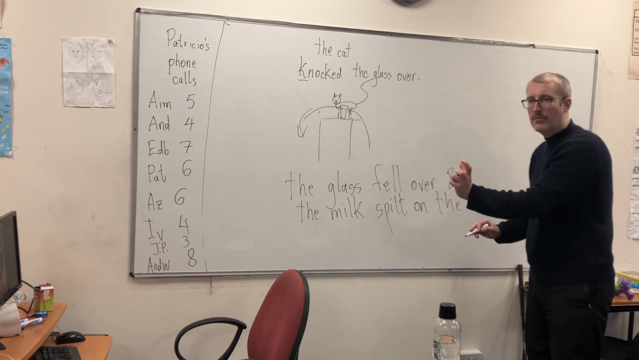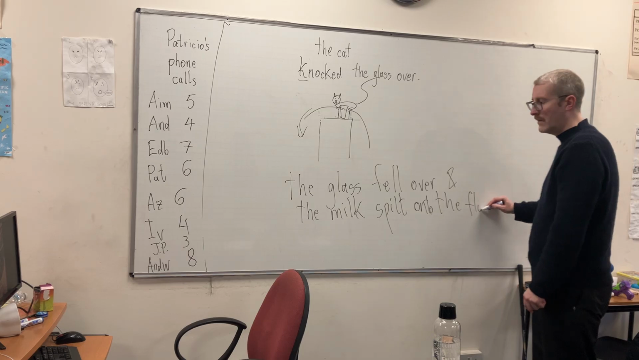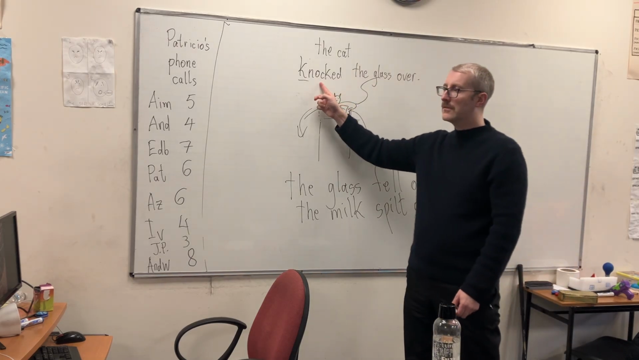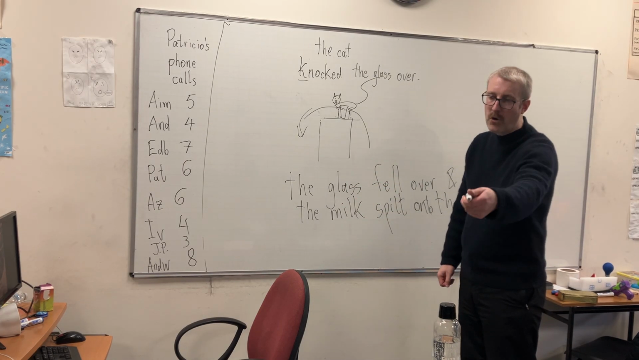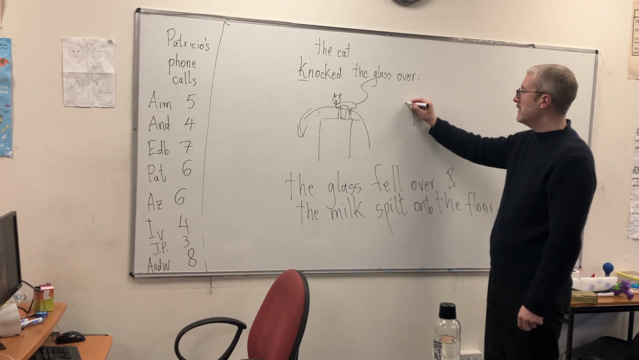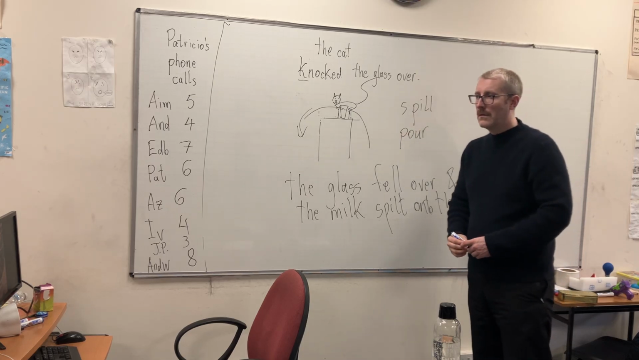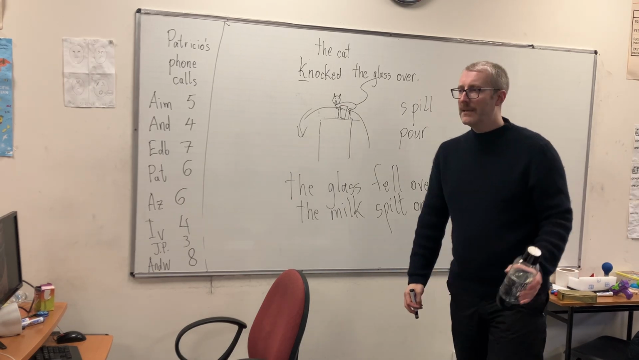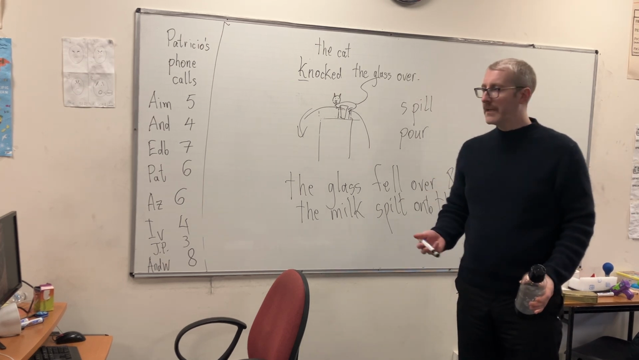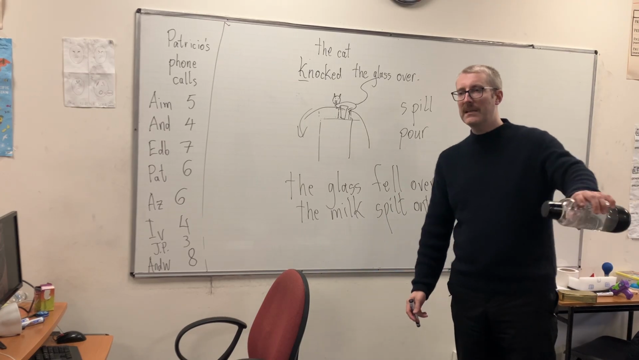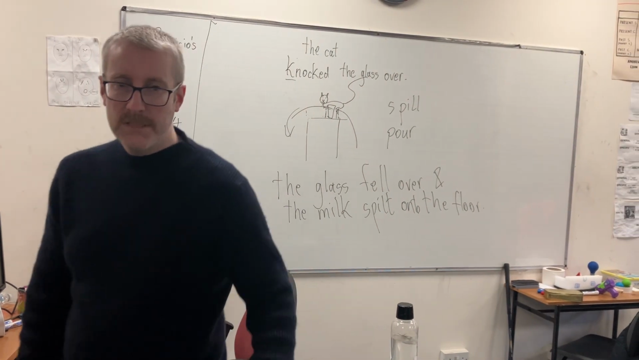Okay, so it's the milk, the liquid inside the glass, that spilled onto the floor. Okay, you understand that? So the cat does this, or the kick, the glass falls over, and then the milk spills on the floor. So the liquid, the water, spilled or whatever. What's the difference between spill and pour? Pour is deliberate, and spill is accidental. So something spills on the floor usually. You pour something into a glass. It'd be unusual to pour it on the floor. You could, but it'd be a bit strange. So that's the difference between them.